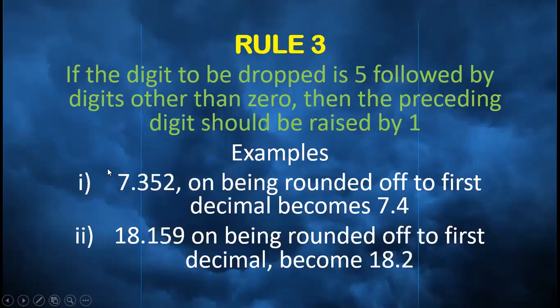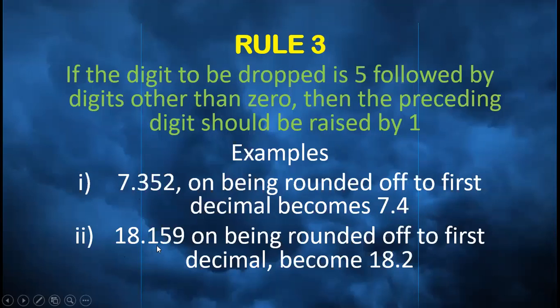Rule number 3. If the digit to be dropped is 5 followed by digits other than 0, then the preceding digit should be raised by 1. Now here the digit to be dropped is 5. Okay. 5 is followed by 2, which is not a 0. So we have to add 1 to 3. So your number is 7.4.